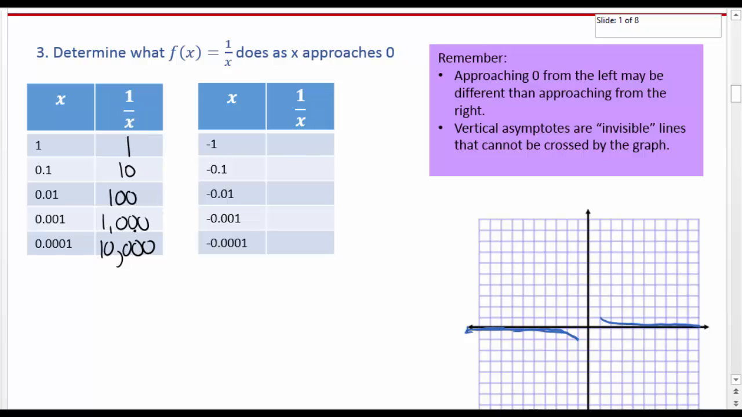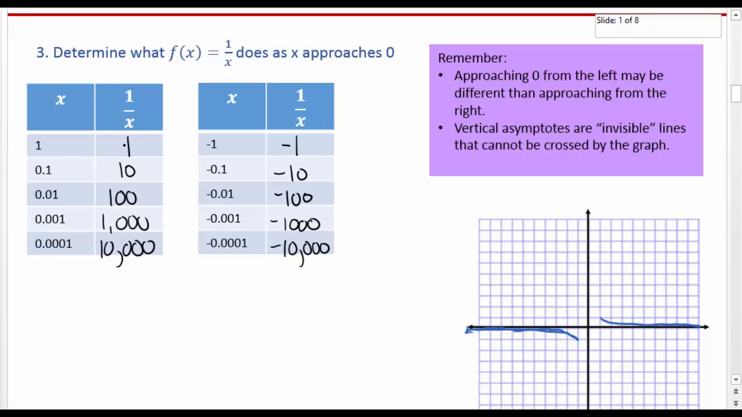When we come over and look at the negative side, so approaching 0 from the left, we're going to plug in again, we've got that -1, so 1 over -1 is -1. When we plug in -1/10, we're going to have -10. When we plug in -100th, 1 over -100th will be -100. 1 over -1,000 is going to be -1,000. 1 over -10,000 is going to be -10,000.